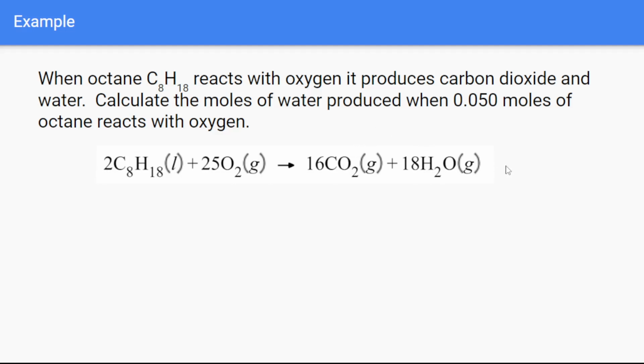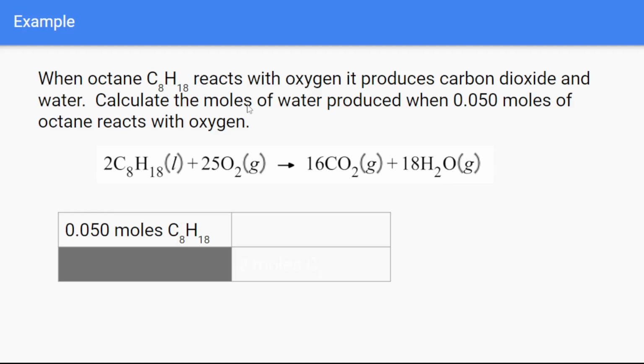But you have to balance it. So you have to be good at these balancing equations or stoichiometry will be very difficult. So you balance the equation and then you decide what type of problem this is. Is this a mole to mole, mole to mass, mass to particle? What is it? Since we're given moles and we're looking for moles, this is a mole to mole problem. So you start with what's given, 0.050 moles of octane, and then we use 1 conversion factor, the mole ratio, moles B over moles A.